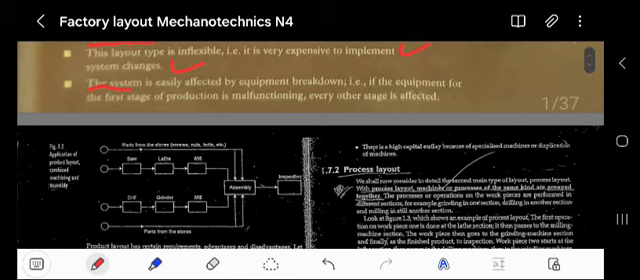Then the system is easily affected by equipment breakdown. Imagine, let's say, your conveyor belt is put under much more stress, and then it's tearing up. You learn about stress if you're doing strength of material and structure.